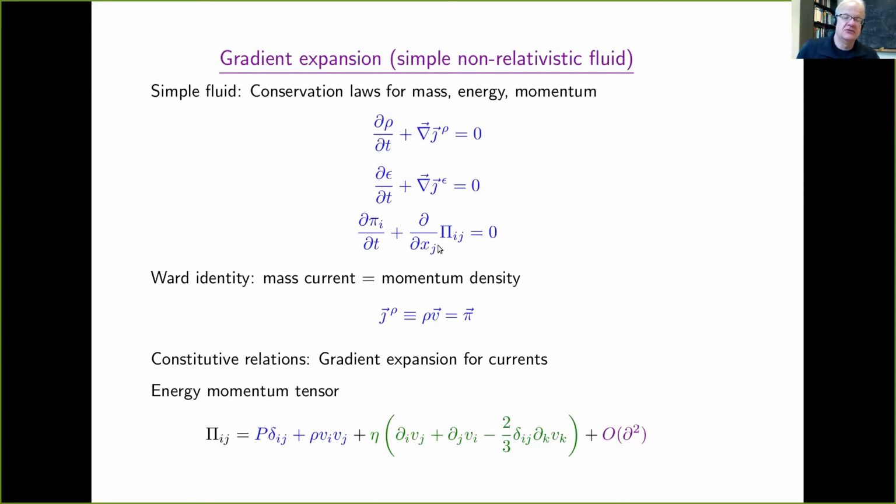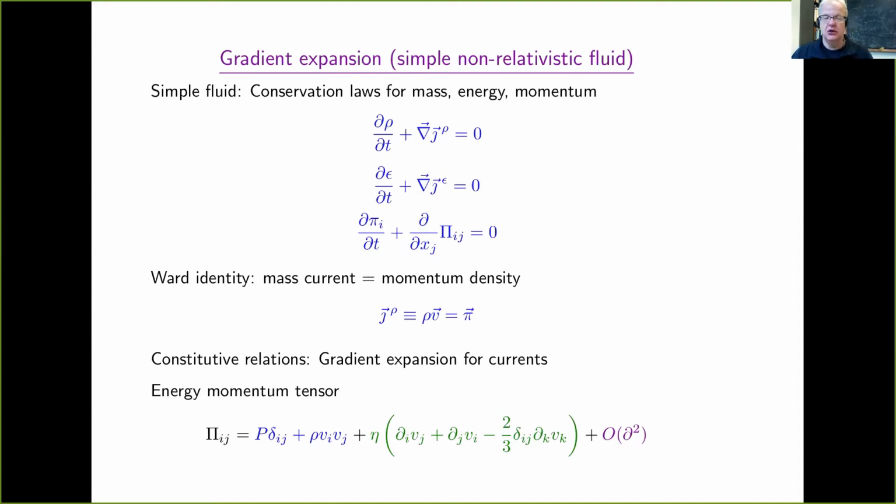So in a non-relativistic fluid, there's an important identity, which is that these currents are not all independent. In particular, the current of mass is equal to the density of momentum, and both of them can be expressed in terms of some kind of mass density and the velocity of the fluid. So this serves as a definition of what we mean by the velocity of the fluid. So then all we require is explicit expressions for the remaining two currents, the current of energy and the current of momentum. And so these will really, in principle, depend on microscopic details of the system.